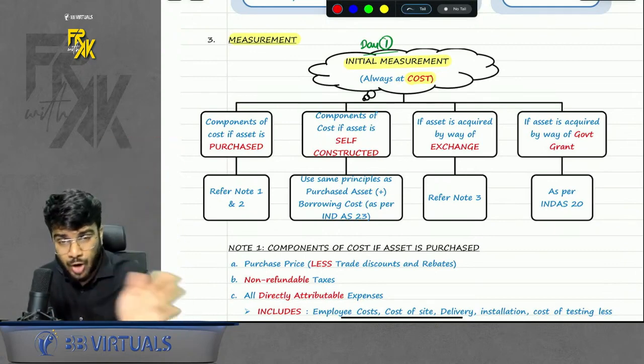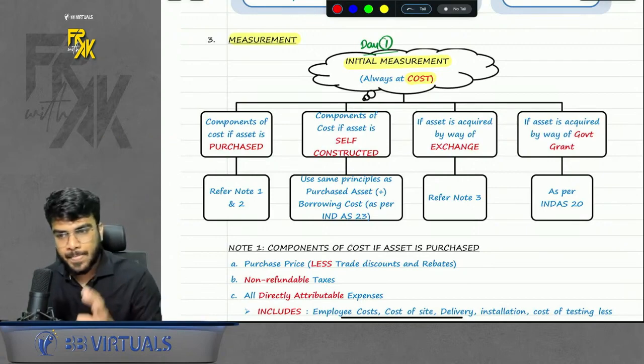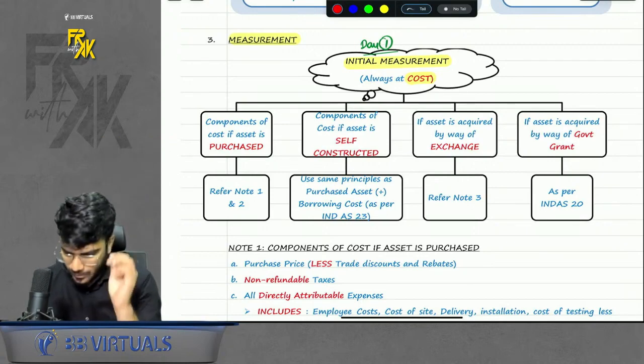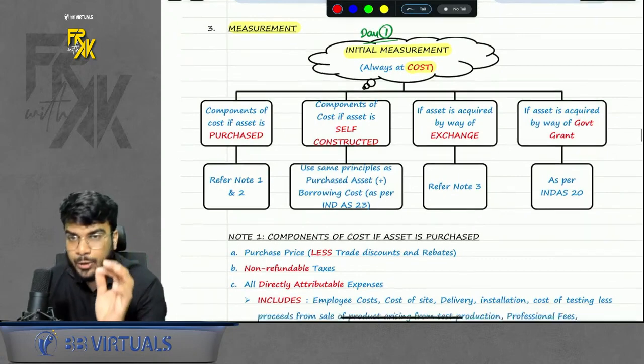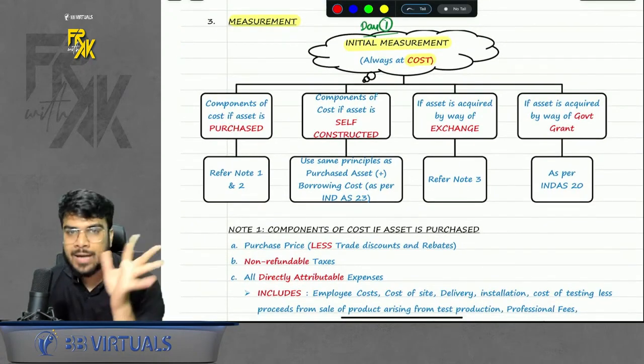Which all expenses should not be considered for the cost of PPE? We will discuss that part now. For that, first we need to identify how we acquired the PPE.